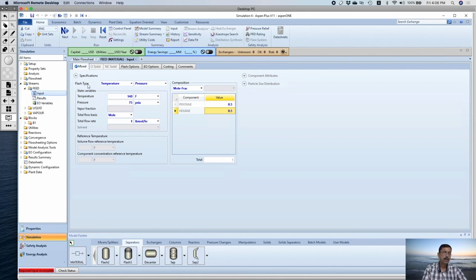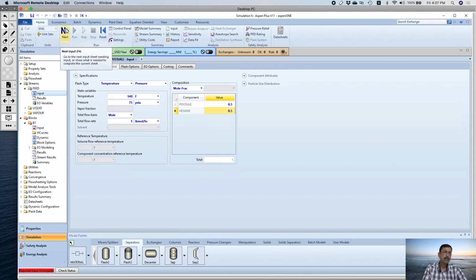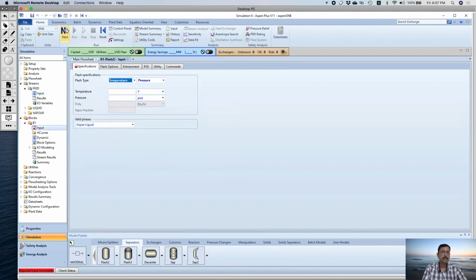Now this is still the block, input block B1, that is the flash. It is asking for input. We can directly go there, or we can just safely press next. It will come to this one. It is always safer to press next rather than going directly over there.